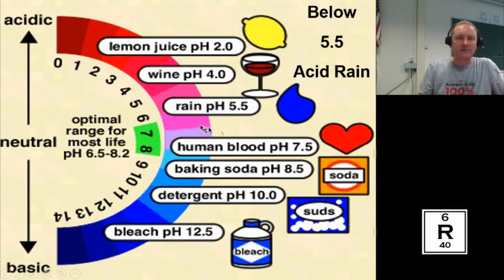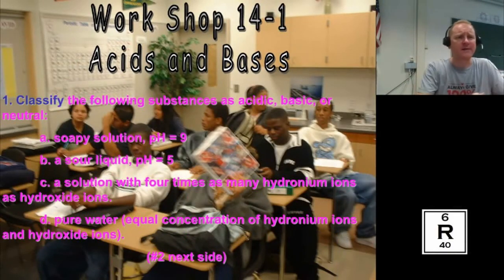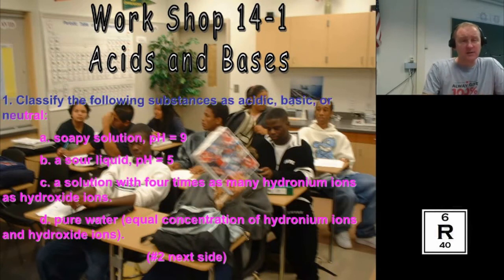I believe that was an old AP Environmental Science test question. They asked what could you do to deal with acid rain, and those would be some examples. The chemistry falls into all kinds of different categories here. Okay, this workshop has two parts. The first part has one question, and it's to classify the following substances as acidic, basic, or neutral.